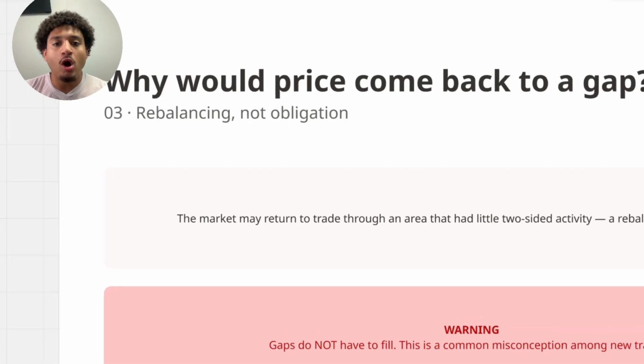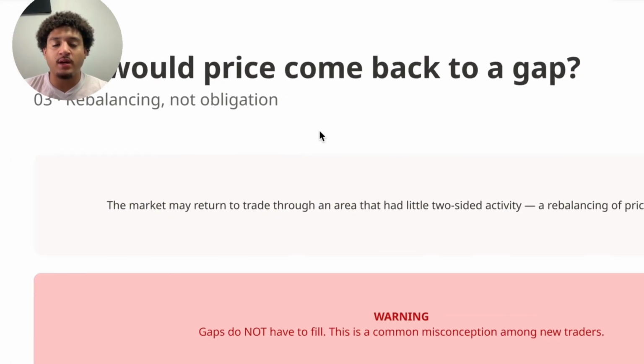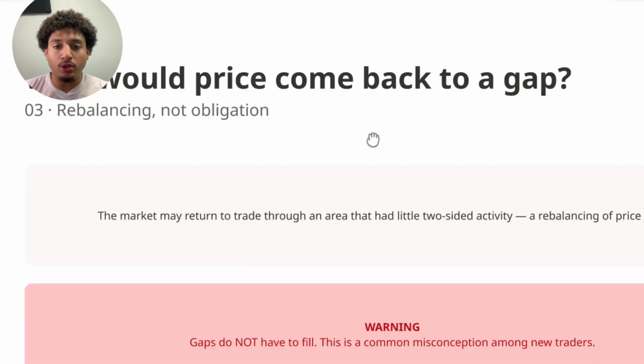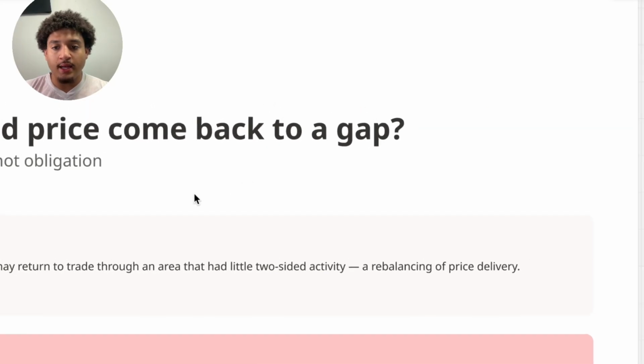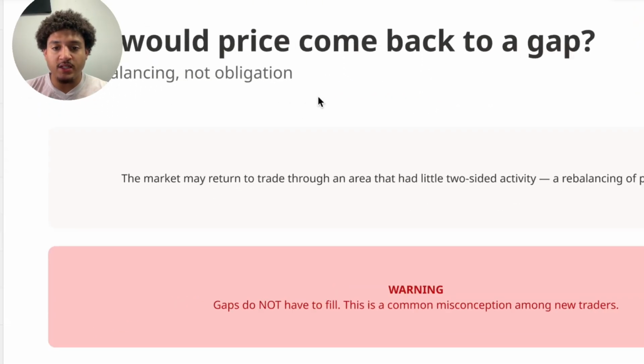Now, why would price come back to a gap? Why does price even come back to these gaps? The market may return to trade through an area that had little two-sided activity, a rebalancing of price delivery. Say bullish was in charge and we had little sell activity within that gap, price may return and continue going up, and vice versa.